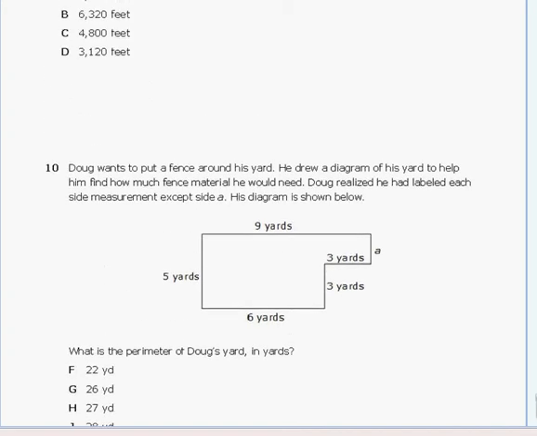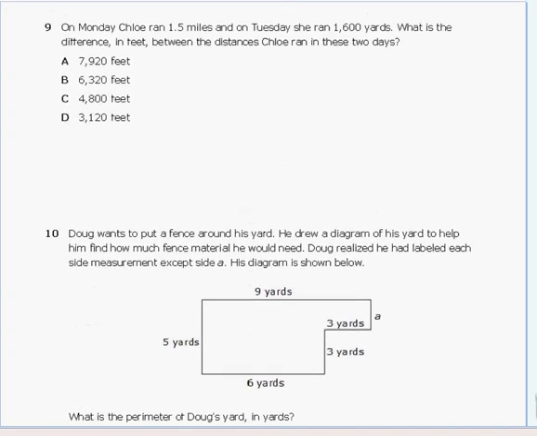Okay, question number 9. On Monday, Cole ran 1 5/10 miles. On Tuesday, she ran 1,600 yards. What is the difference in feet between the distances Cole ran on these 2 days? So we need to figure out the distance. There's a few steps to this.